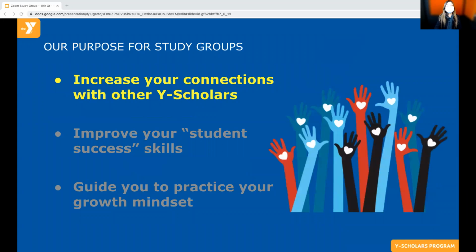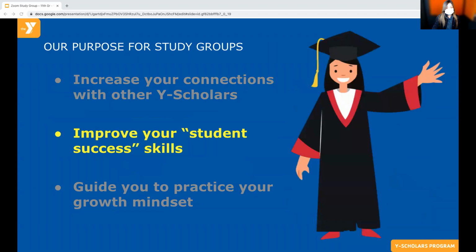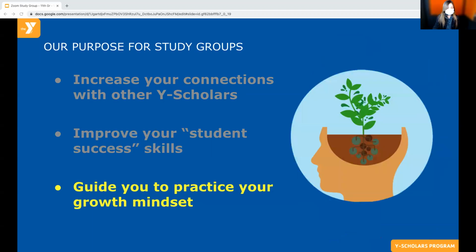Moving forth, we also want to review why we conduct study groups and the purpose for us to collaborate here together. So again, it's to increase our connections with other Wise Scholars, improve your student success skills, enhance and optimize your ability of success in the academic setting, and guide you to practice your growth mindset.